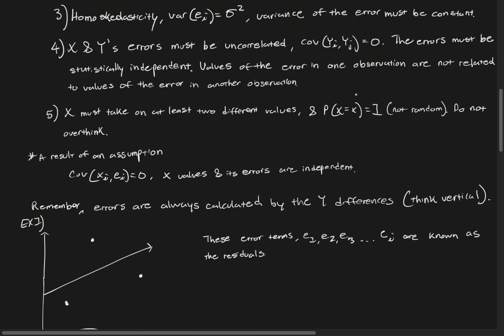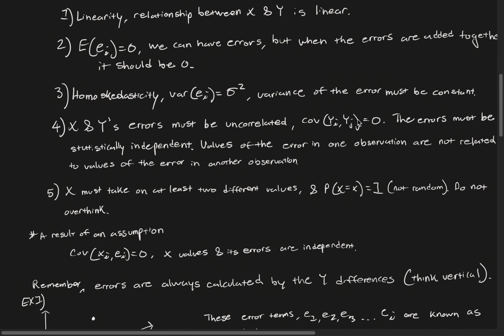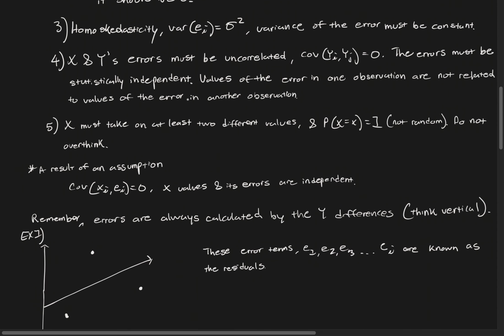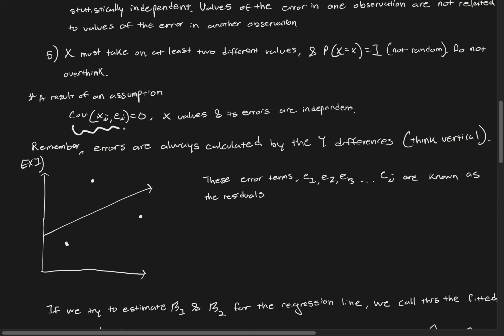And then the common misunderstanding is that the x values and its errors are independent. That's a result of our 5 assumptions in the simple linear regression. It's not necessarily an assumption, but it is another useful characteristic to know. It is a result of an assumption, not an assumption.